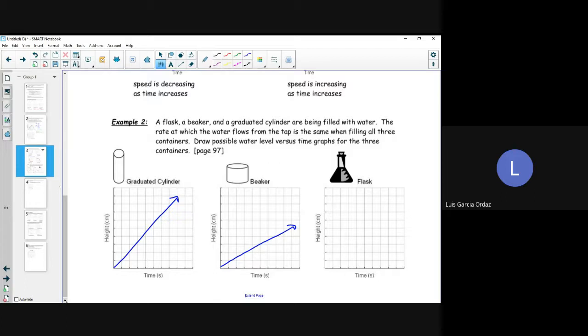And who can tell me what the flask might look like, or what shape would it look like? It would be an increasing curve, okay? So here the base takes forever to fill, and as we get higher up the flask, the narrower it gets, so the more quickly it'll fill up towards the top.